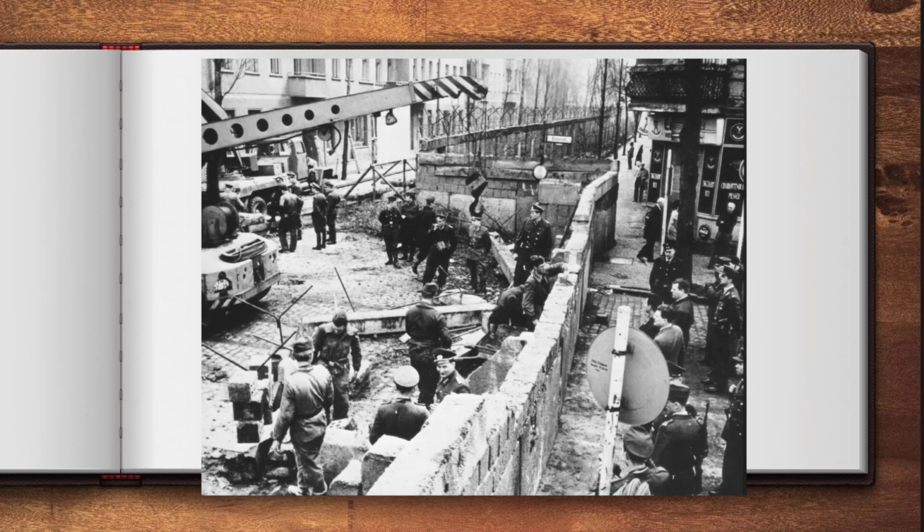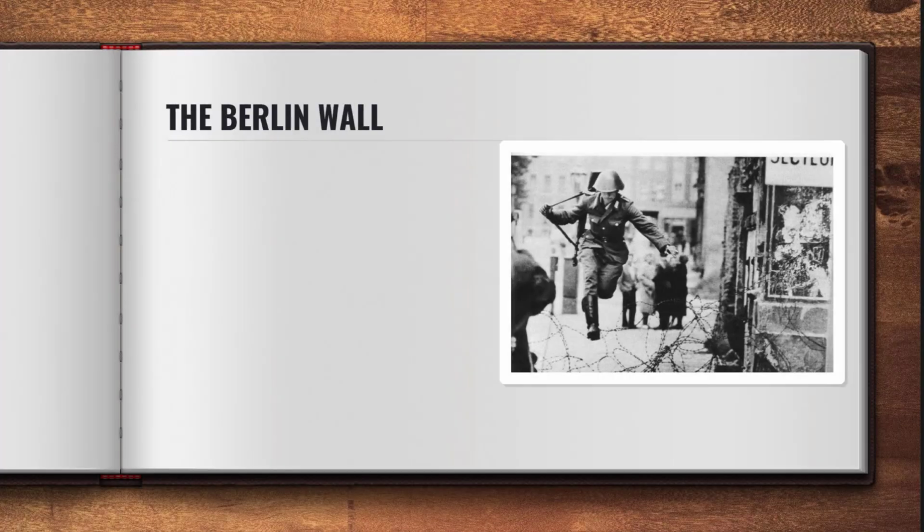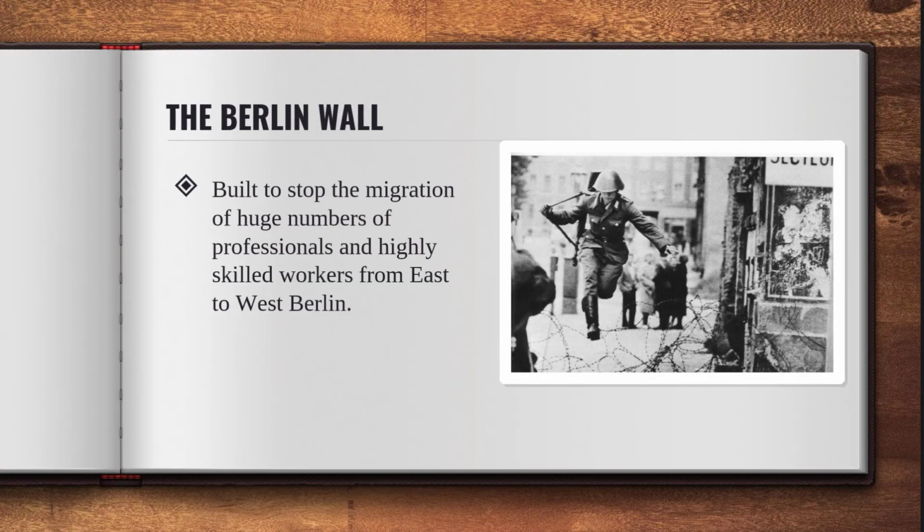Now, something that was real and not imaginary. Remember, the Iron Curtain is an imaginary thing. It's an imaginary boundary. But something real was called the Berlin Wall. The Berlin Wall was built to stop the migration of huge numbers of professionals and highly skilled workers from East Berlin to West Berlin. Again, East Berlin was controlled by the Soviet Union, and they wanted to keep those people in East Berlin. They were trying to leave, and there was nothing to stop them. There was, again, an imaginary line for a while. And so literally overnight, they built a wall.